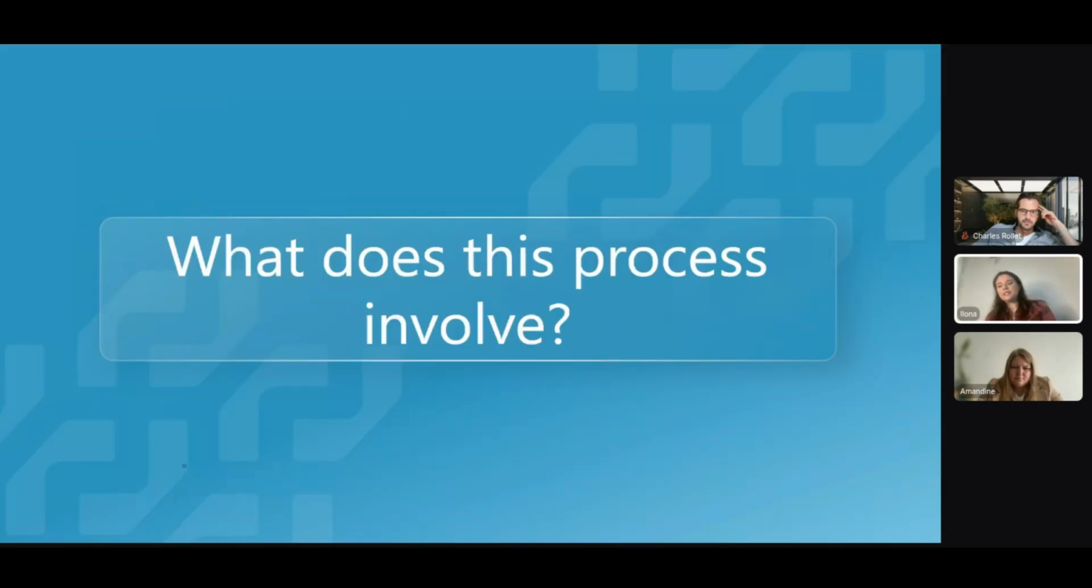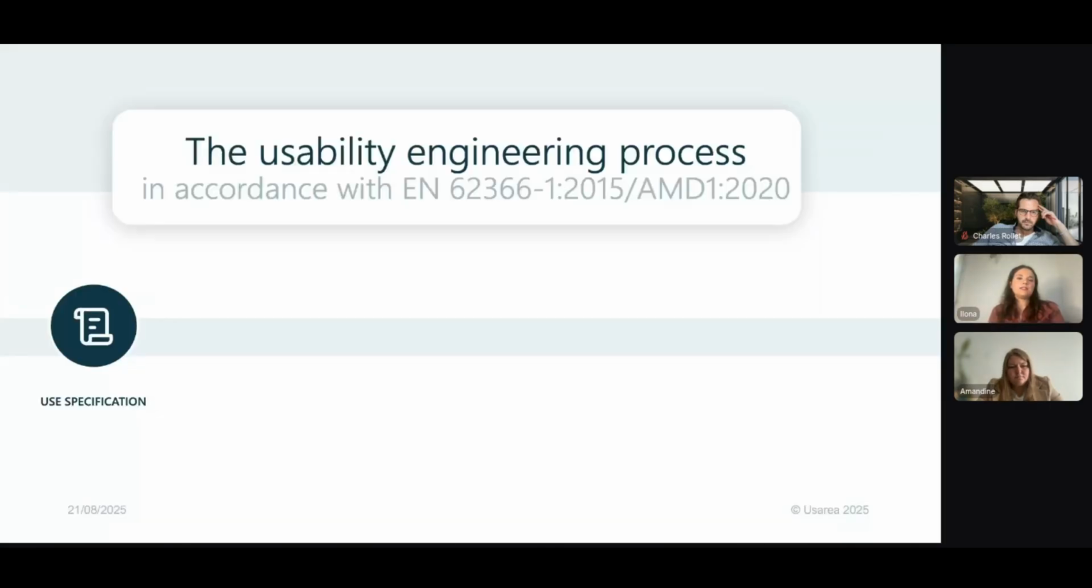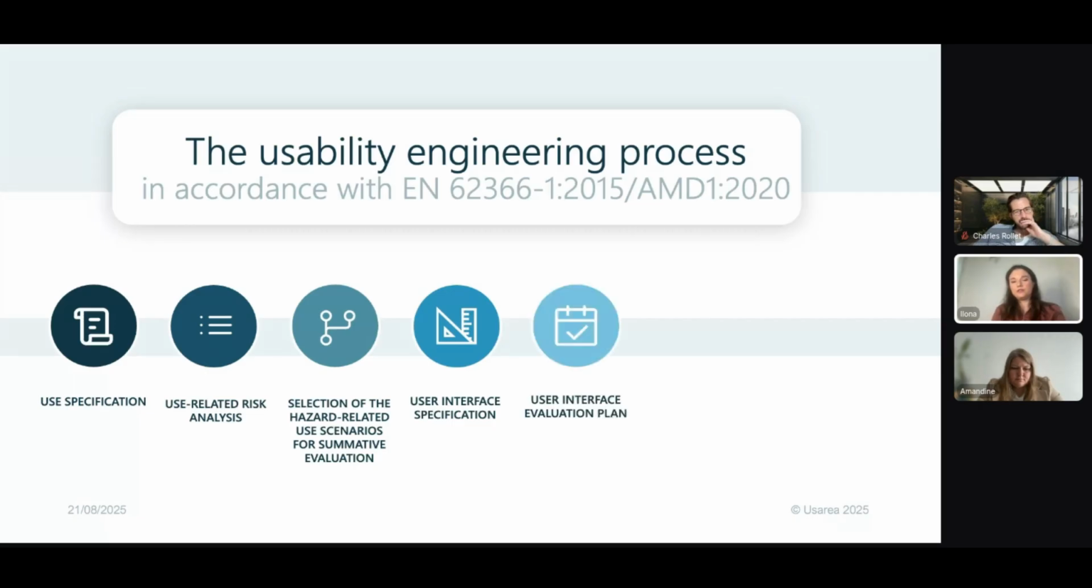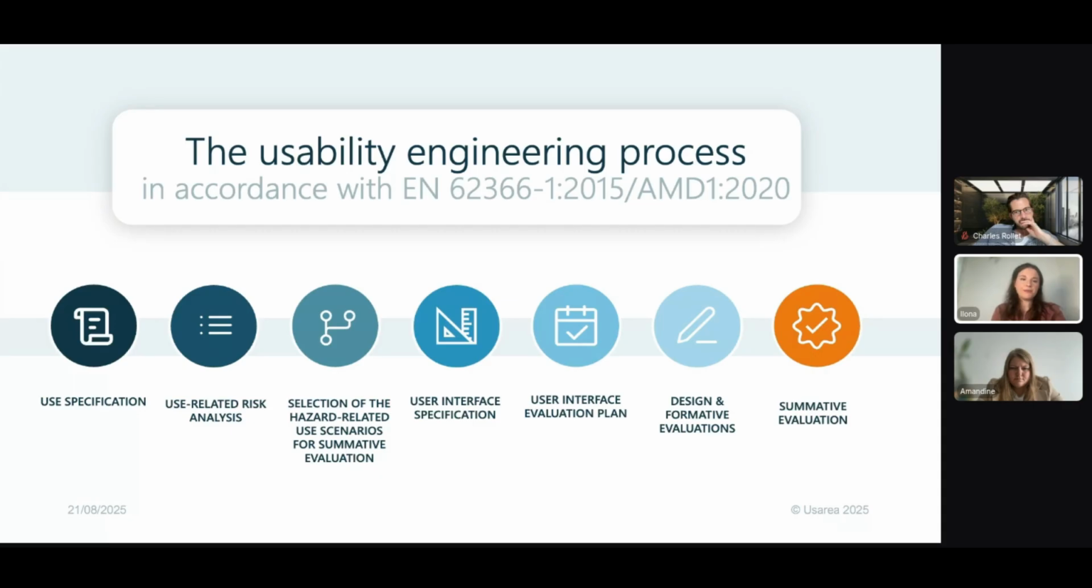So to go into the subject, what does this process involve? You have 7 steps in the usability engineering process. The first one is the use specification, then the use-related risk analysis, the selection of the hazard-related use scenarios for summative evaluation, the user interface specification, the user interface evaluation plan, the design and formative evaluation, and at the end, the summative evaluation. We'll go into more detail on these steps right after.